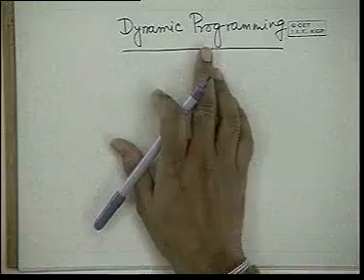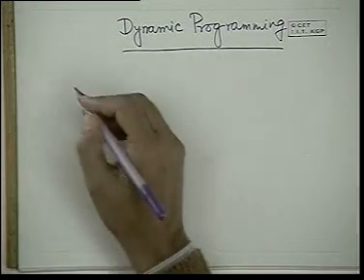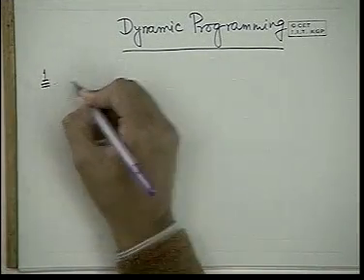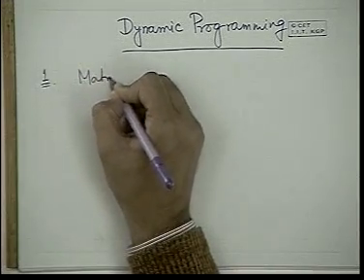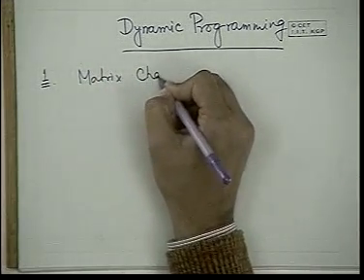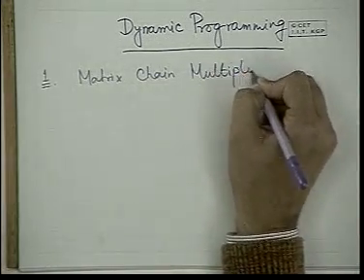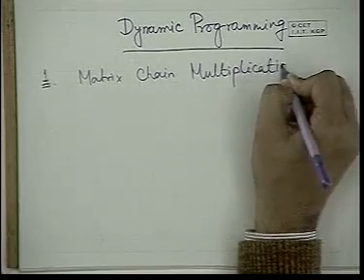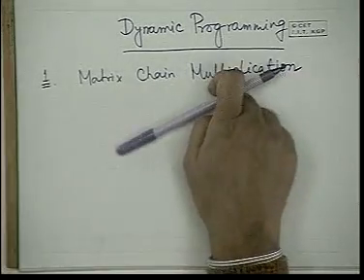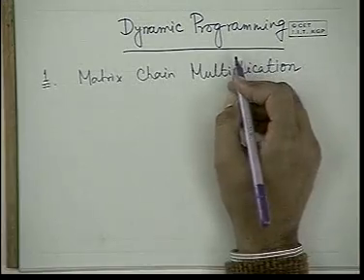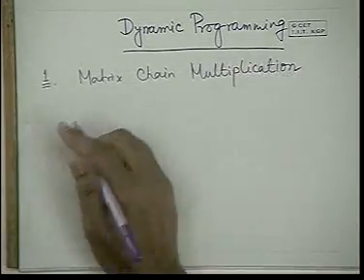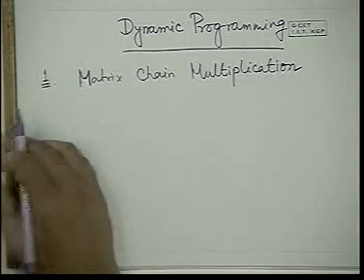So we'll have an example first. To elaborate on what dynamic programming is, let's take one problem so that you can understand. This problem is called matrix chain multiplication. So let us see in matrix chain multiplication what that problem is.